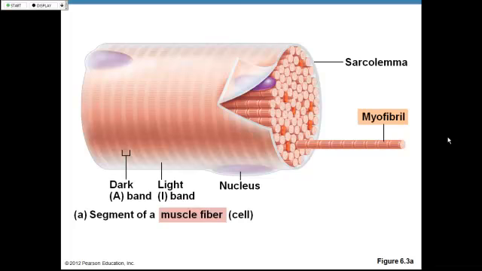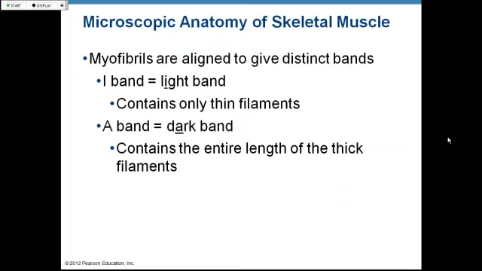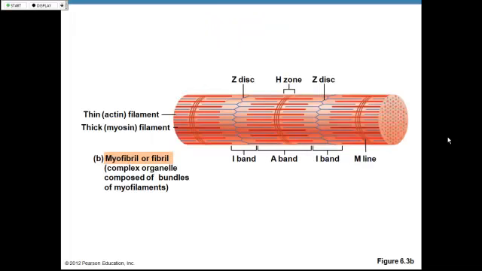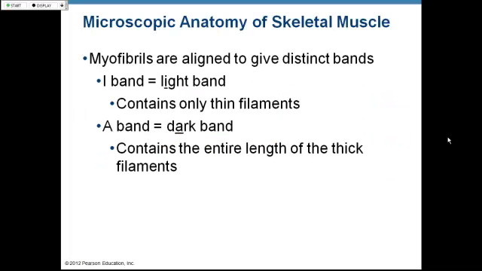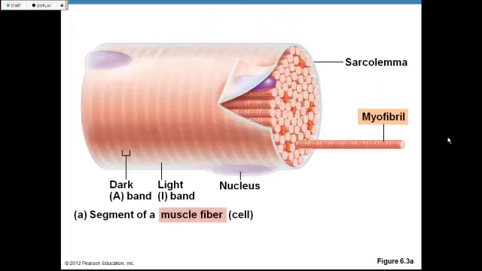Now, the microscopic anatomy of skeletal muscles continues by telling us that the fibrils are aligned to give distinct bands, I bands or light bands, and now they're giving us some new information. The I bands only contain this component called a thin filament, and the A bands only contain thick filaments. So now let me just go back so everybody knows what I've done. This is the entire muscle cell. Now we're just going to look at one myofibril.